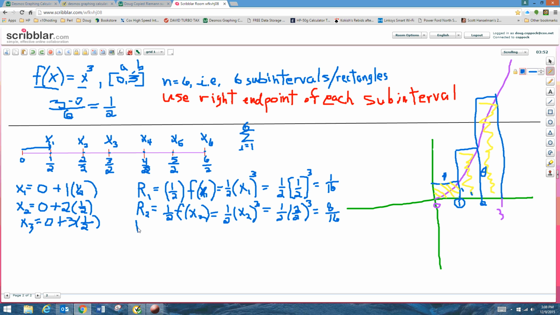Okay, and if I do r sub 3, the area of the third rectangle, I'm going to take 1/2 times f of x sub 3, but x sub 3 is 3/2. So I want 3/2 cubed, and that represents the height of the rectangle times the width of the rectangle. So that's really 1/2 of 3 cubed is 27. 2 cubed is 8. So the area of the third rectangle is 27/16.